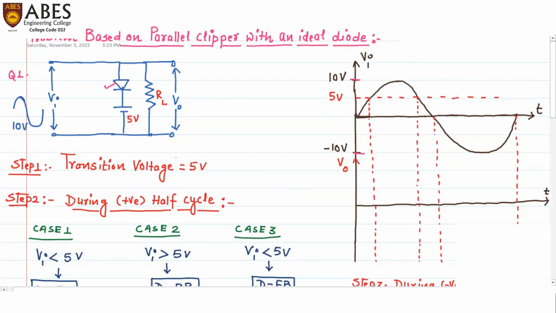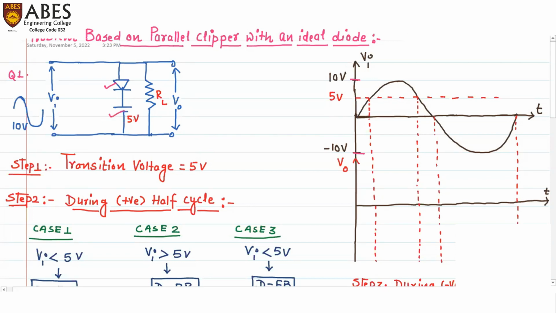The transition voltage is the voltage at which the diode changes its behavior. Diode changes its behavior means what? It means if the diode is forward biased, then at the transition voltage it will become reverse biased and vice versa. So in short, the transition voltage is the voltage at which the diode will change its behavior. Now the question arises, how do we calculate the value of the transition voltage? The magnitude of the transition voltage is equal to the battery voltage.